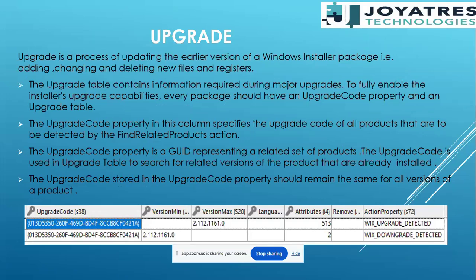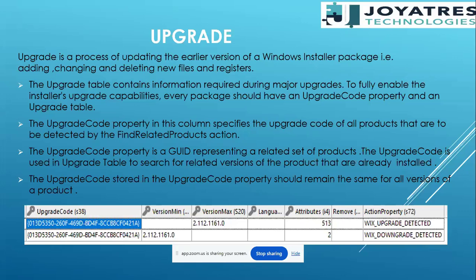So whatever the version is there, as per that you are going to come to know which version is already installed. The upgrade code stored in the upgrade code property should remain the same for all versions of a product. So it is going to be unique. It is going to be the same.